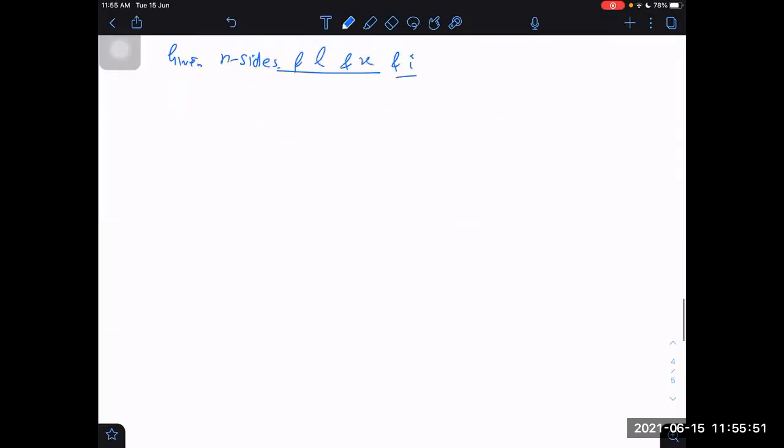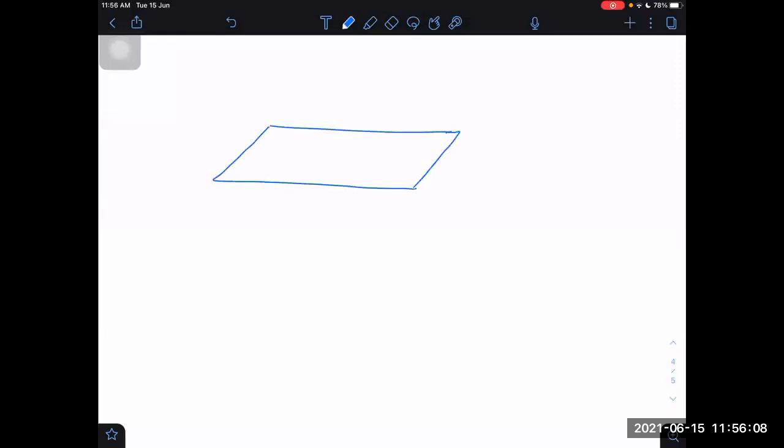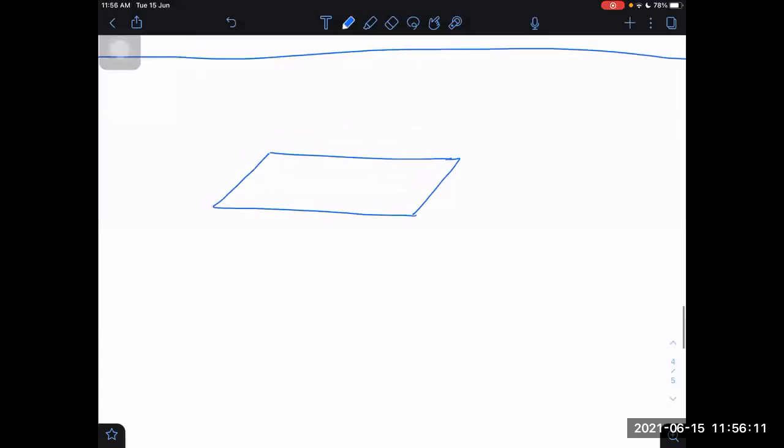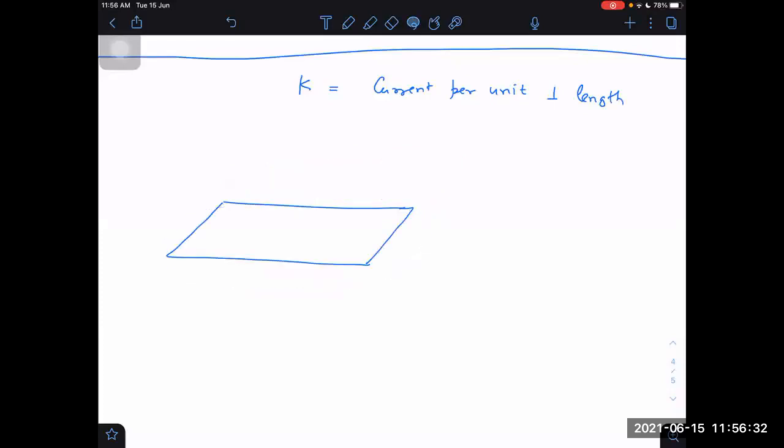Next, we have the field due to sheets. Only wires we have been taking, but there could be sheets. If I take a sheet here which is carrying current, let me tell you one important notation. K usually is referred to as current per unit perpendicular length.